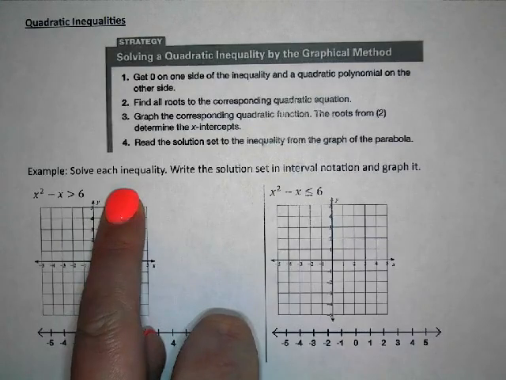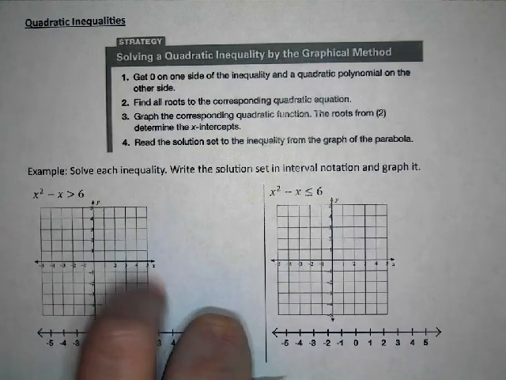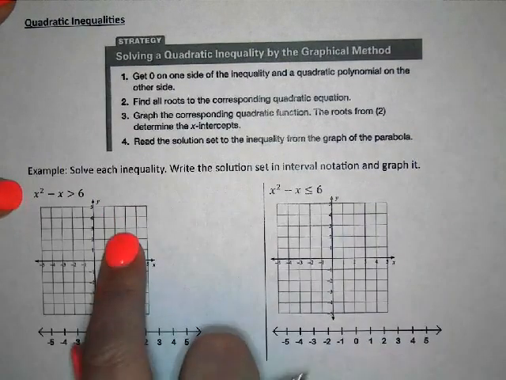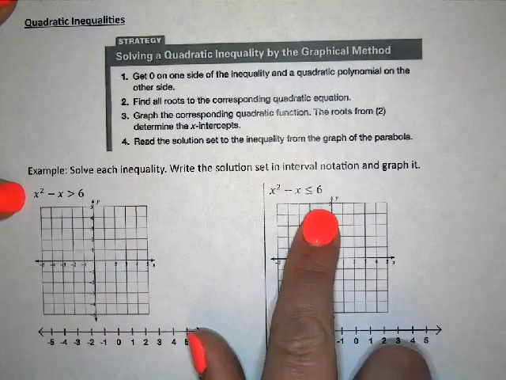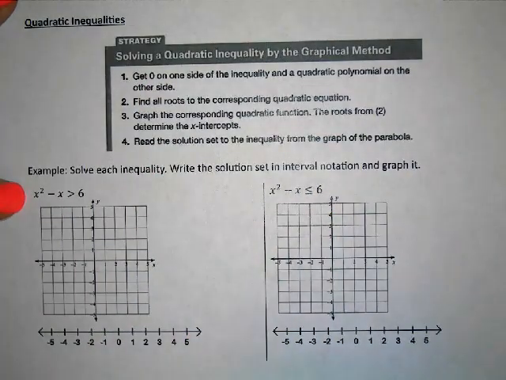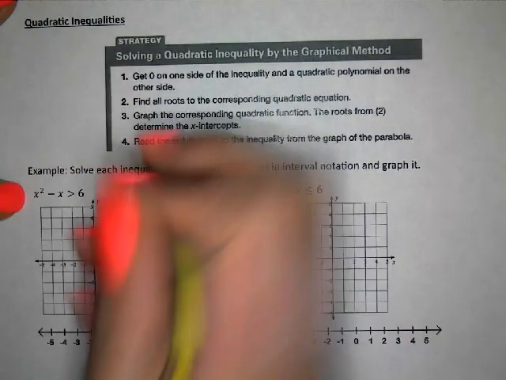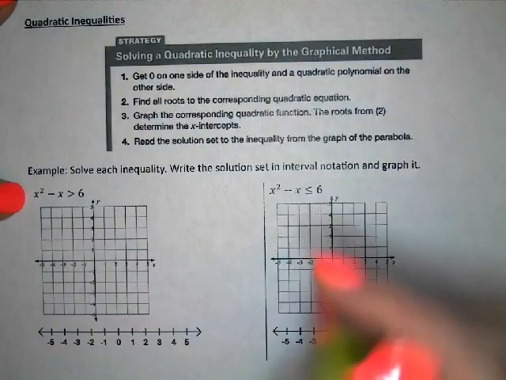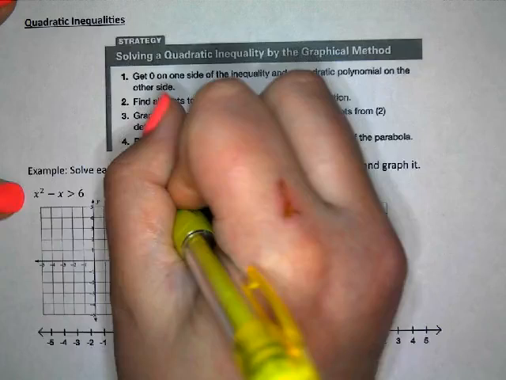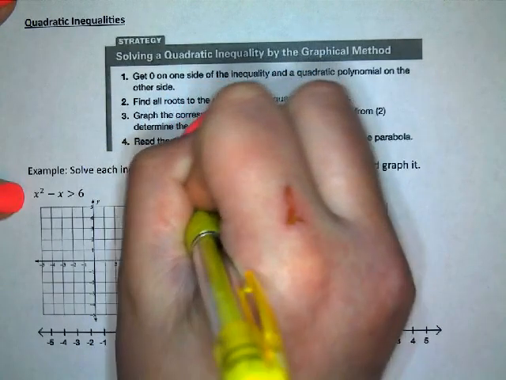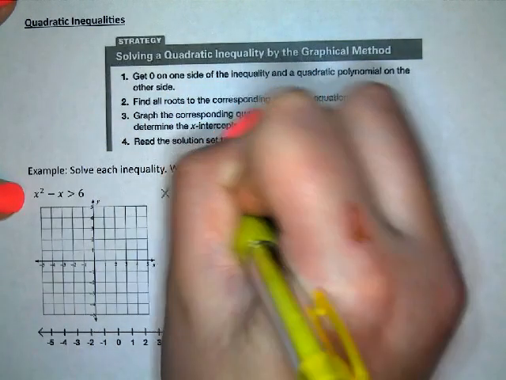So always get 0 on one side. That's still true when we have inequalities, just like when we had equations. So I'm going to subtract the 6 over, and you can see that these two problems are almost identical, except the inequality symbol is different. So I'm just going to show you how they work out a little bit differently because the symbol is different.